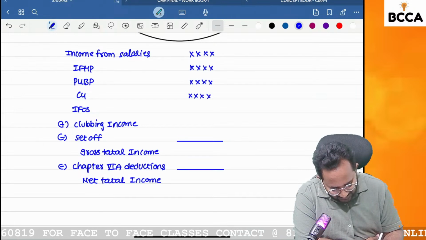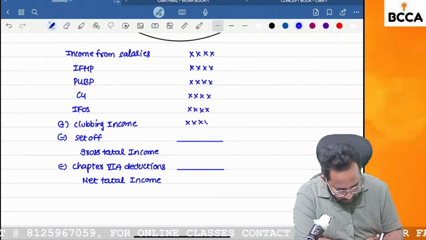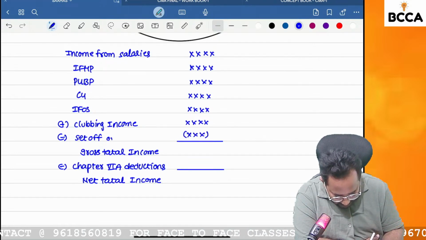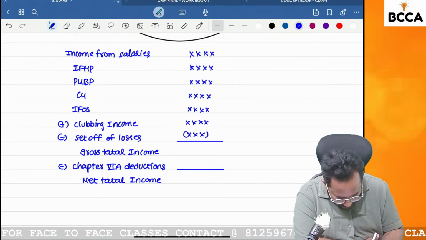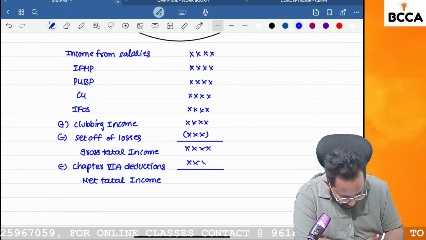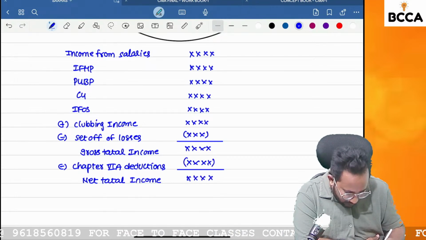So indirectly, yes. You have to put brackets for that set off. Set off of what? Losses. So then you will get the gross total income. From that gross total income, we have to reduce deductions, means brackets. Next, net total income. Okay.